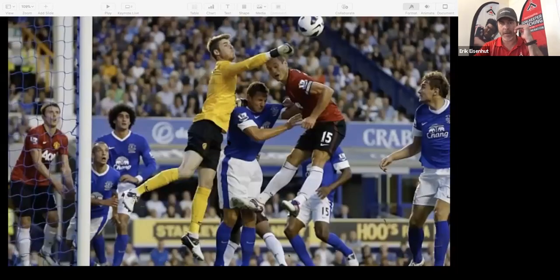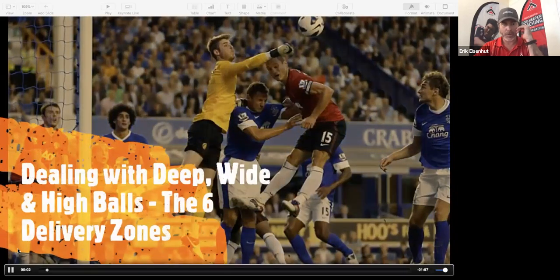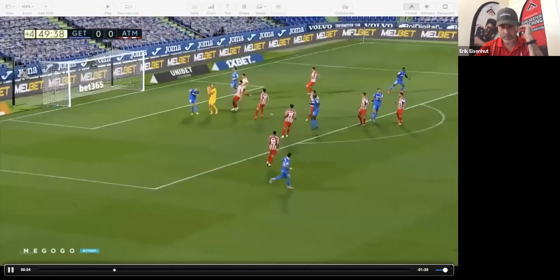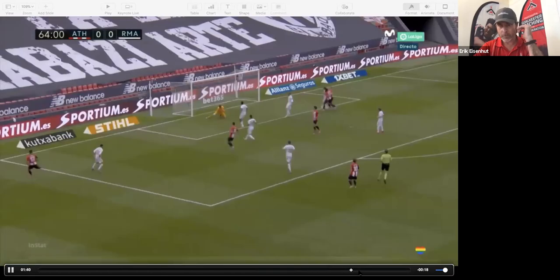Do we not get the byline? I'm going to hit pause real quick. I think I missed the byline one.